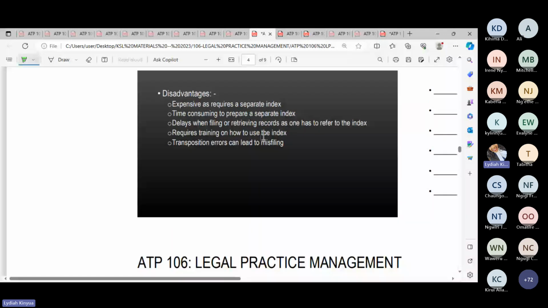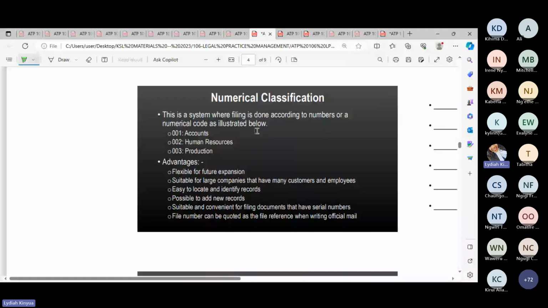Numerical is where you're using numerals. So you're using numbers. Filing is done according to numbers or a numerical code. For example, you could say all account files 001, all human resource files 002, or all conveyancing files 001, or criminal 002. So the advantages are here.